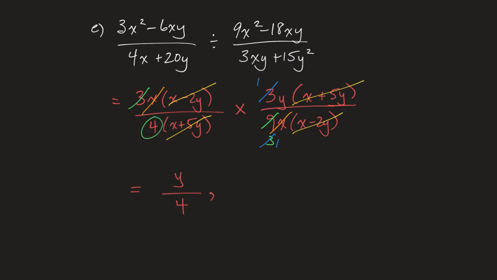4 doesn't give me a restriction because 4 is constant. It can't be made into a 0. However, that's going to give me a restriction that x cannot equal negative 5y. My 9 has no problem, but my x is there, so that tells me I need a restriction that x can't equal 0 as a constant. There's my x minus 2y, so that tells me that x cannot equal 2y.